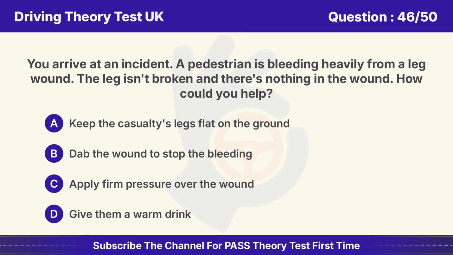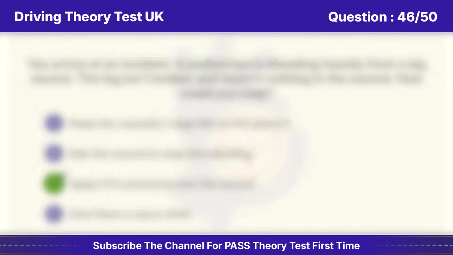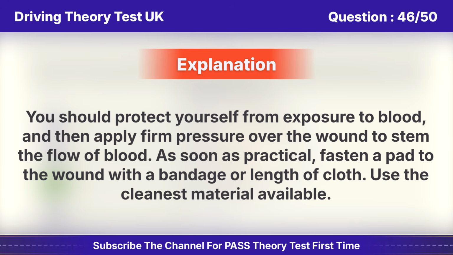Question 46. You arrive at an incident. A pedestrian is bleeding heavily from a leg wound. The leg isn't broken and there's nothing in the wound. How could you help? Answer is C. Apply firm pressure over the wound. You should protect yourself from exposure to blood, and then apply firm pressure over the wound to stem the flow of blood. As soon as practical, fasten a pad to the wound with a bandage or length of cloth. Use the cleanest material available.